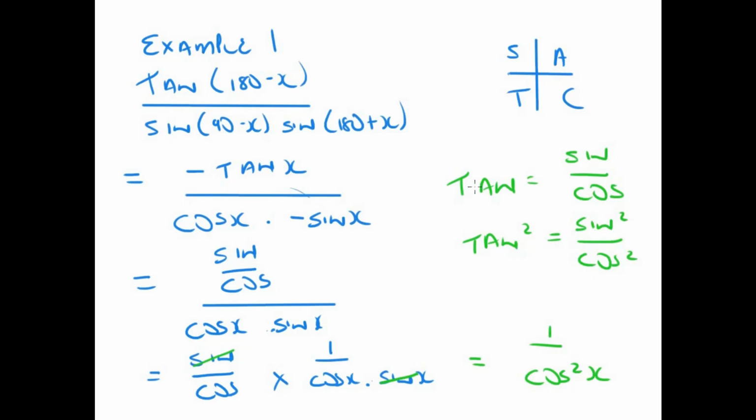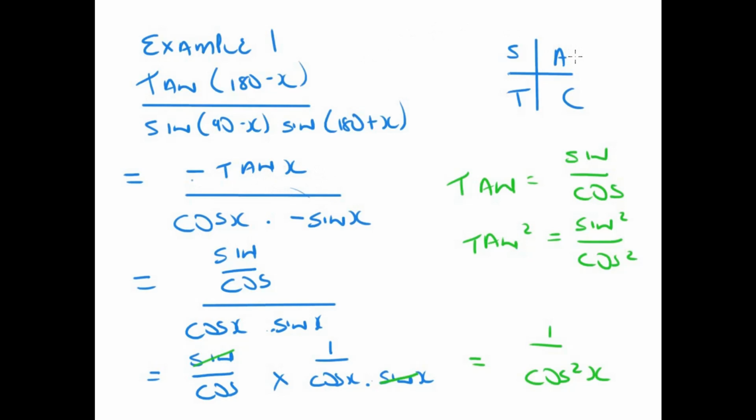So let's look at that first one, tan of 180 minus x. Let's place it, which quadrant? It's in the second quadrant. And tan in the second quadrant is negative. That will give us minus tan x. Sine of 90 minus x is in which quadrant? First quadrant. And in the first quadrant, sine is positive.